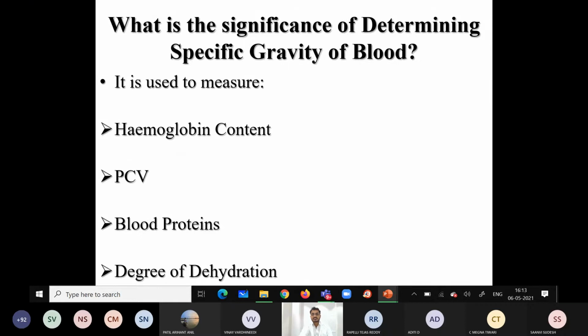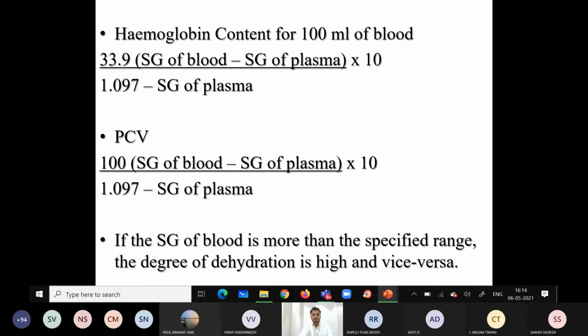What is the significance of determining the specific gravity of blood? Why should we determine it? What is the use? If we know the specific gravity of the blood, we can indirectly measure the hemoglobin content of blood, the PCV, and the blood protein, and we can also diagnose the degree of dehydration. So these are the different formulas and relations. Hemoglobin content for 100 ml of blood equals 33.9.